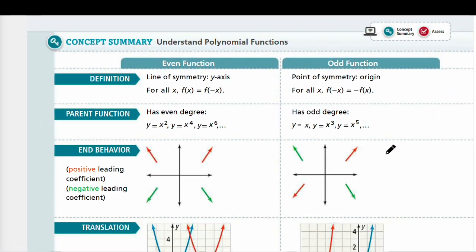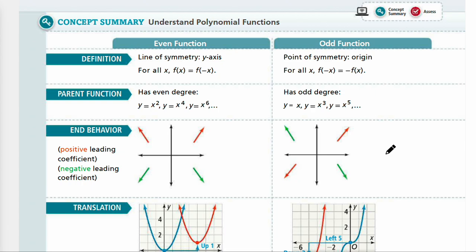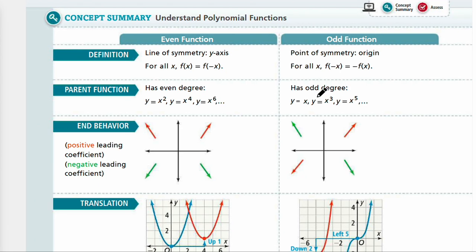All right, let's summarize our lesson. If you look at the concept summary at the end of the lesson, we have compared even and odd functions. It's not always the same as having even degree and odd degree, but they are strongly related. You can't have an even function when you don't have an even degree, and you can't have an odd function when you don't have an odd degree. But an even function has a characteristic of a parent function having an even degree and an odd function having an odd degree. Okay, but even function means a lot more than just the degree.